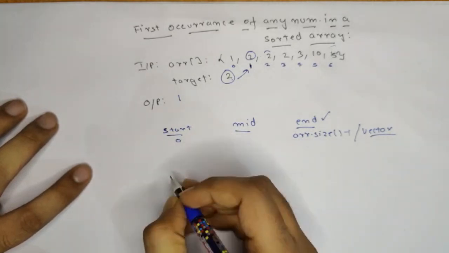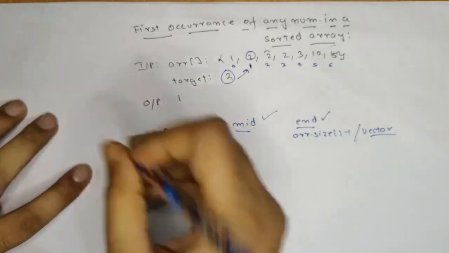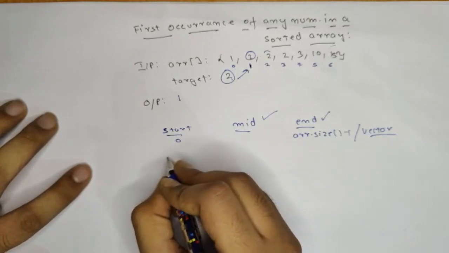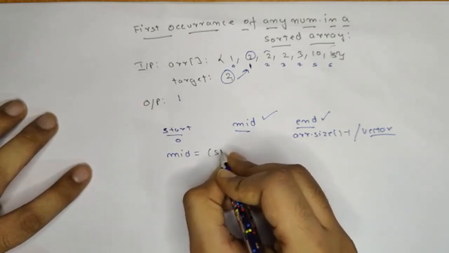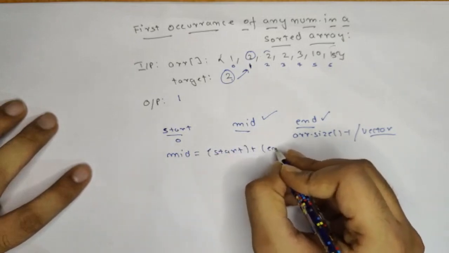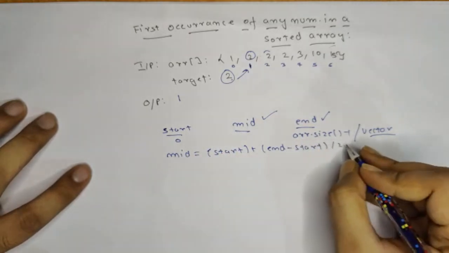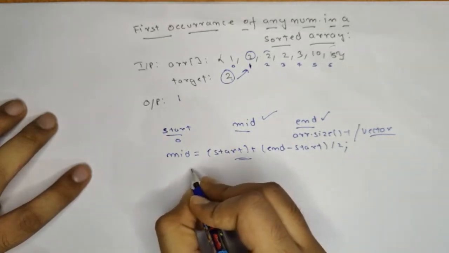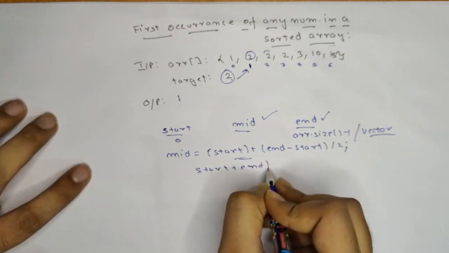In binary search we calculate mid using start and end, and the equation we use to find mid is start plus end minus start divided by 2. I have already discussed why we use this formula instead of start plus end by 2.